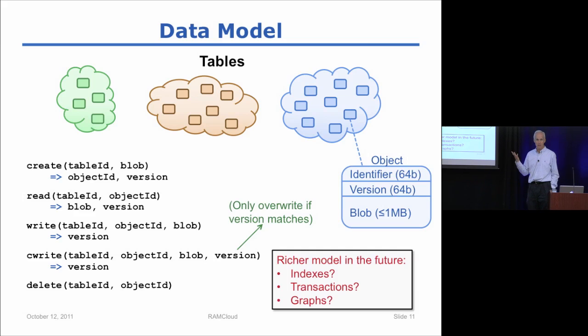We'd like to try higher level things, and one of the interesting research questions is how high up can we raise the data model? Can we add things like indexes, multi-object transactions, graph support, and so on, before we start hitting scalability or performance bottlenecks? It seems to be the case.